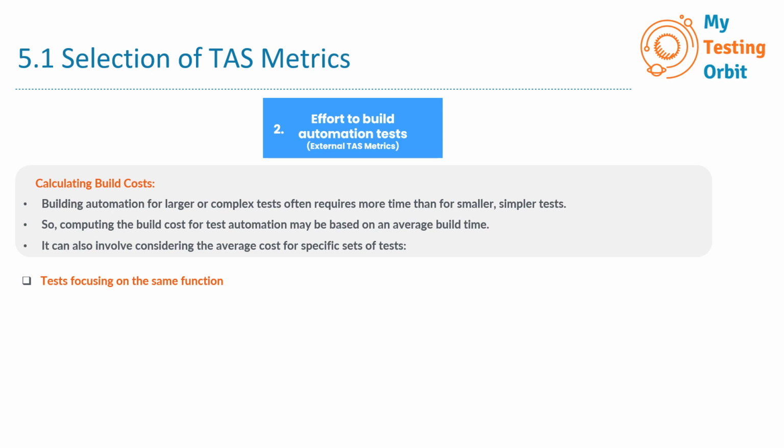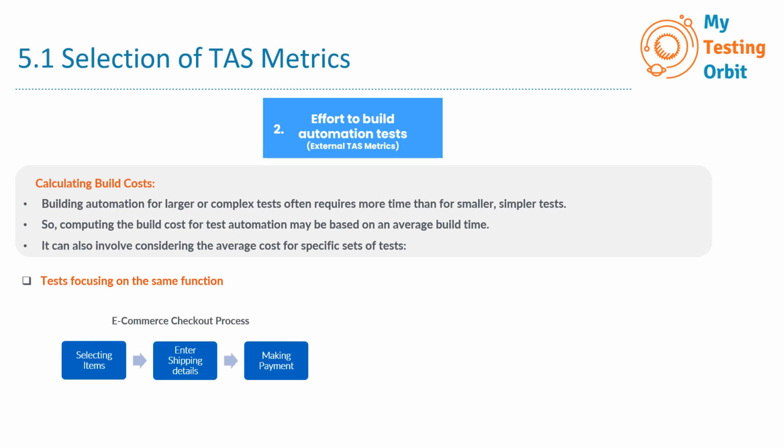Okay, so for this one, think of your website's checkout process. It involves various steps: selecting items, entering shipping details, and making payments. So you can create a set of tests specifically targeting this checkout function. These tests check if customers can smoothly complete their purchase or not. By calculating the average cost for this set of tests, you get an idea of how much it takes to ensure the checkout process works flawlessly.